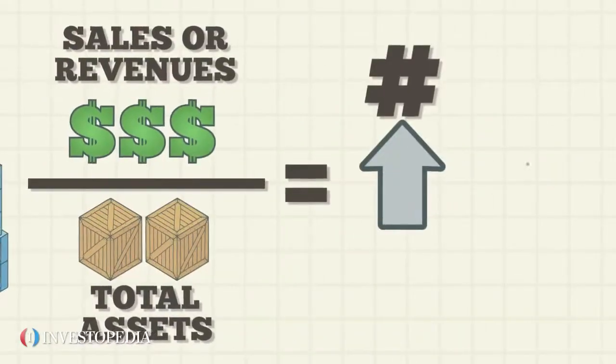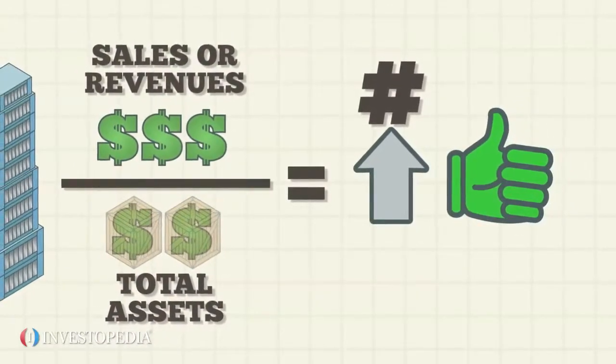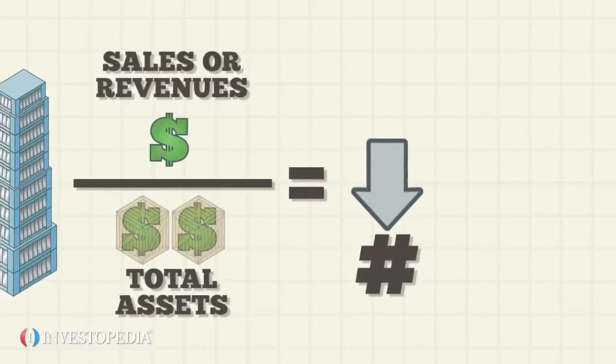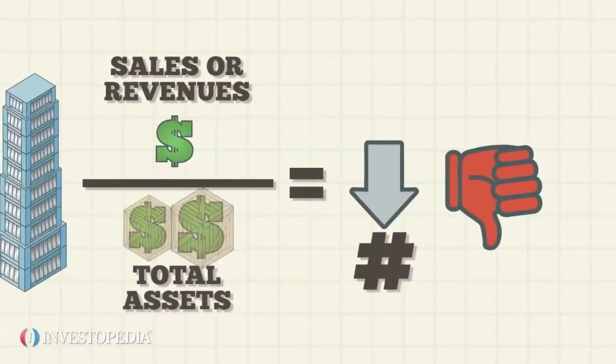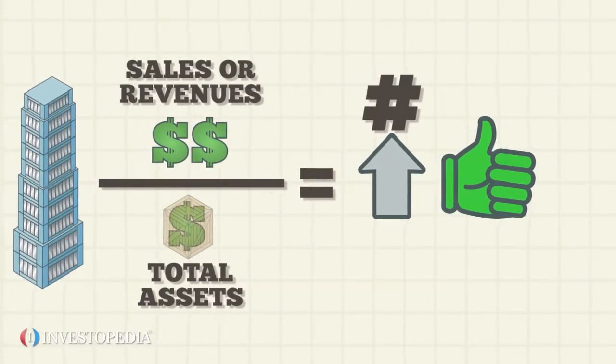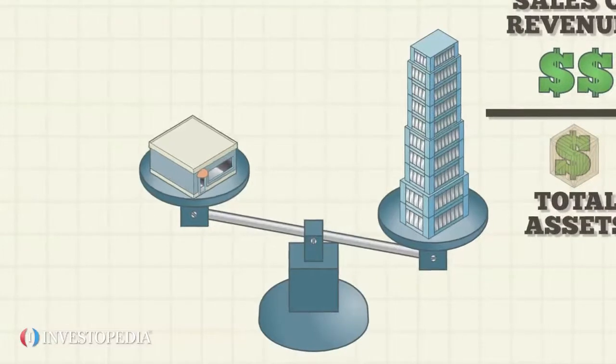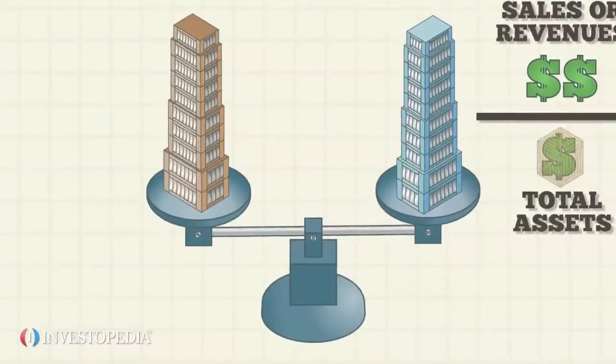A higher number is preferable since it suggests that the company is using its assets efficiently to make money. A lower number may convince a company to try other methods to help maximize the efficiency of its assets. Nevertheless, this ratio varies between industries and can only be compared effectively between businesses in the same sector.